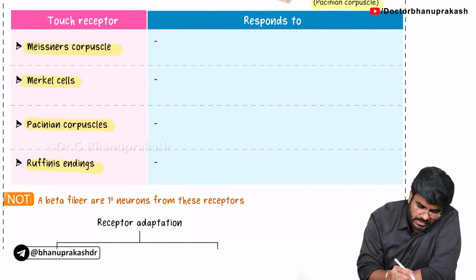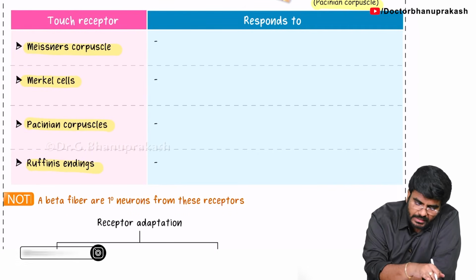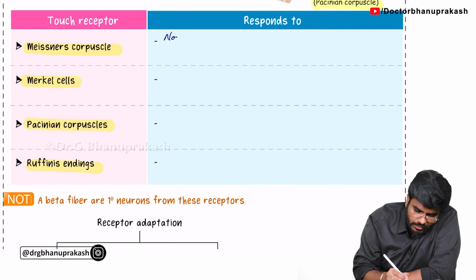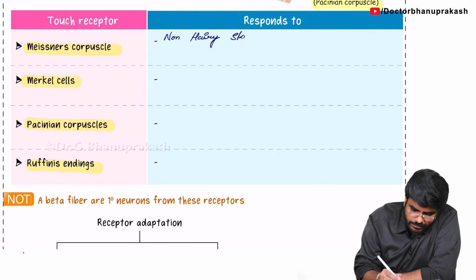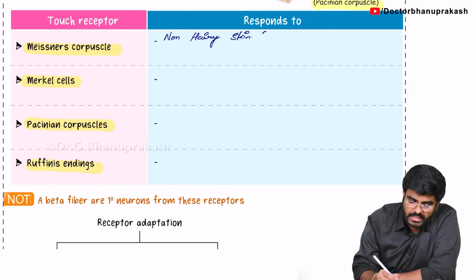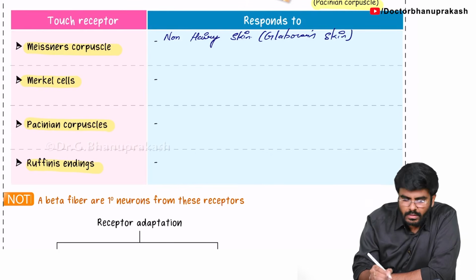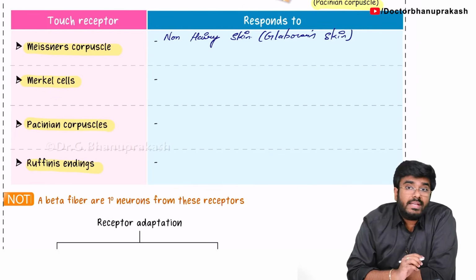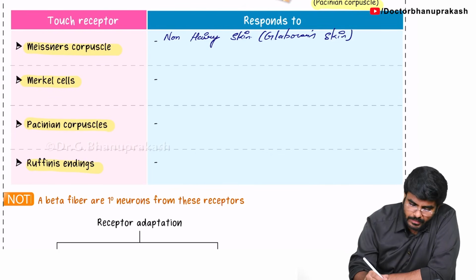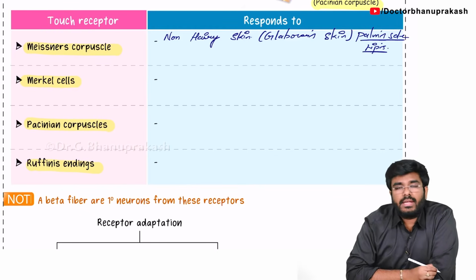See, these Meissner's corpuscles, first of all, they are present in non-hairy skin regions, also called glabrous skin. Where do we have such non-hairy skin? Like palms, soles, lips, in these areas. The Meissner's are only present in these glabrous skin areas.